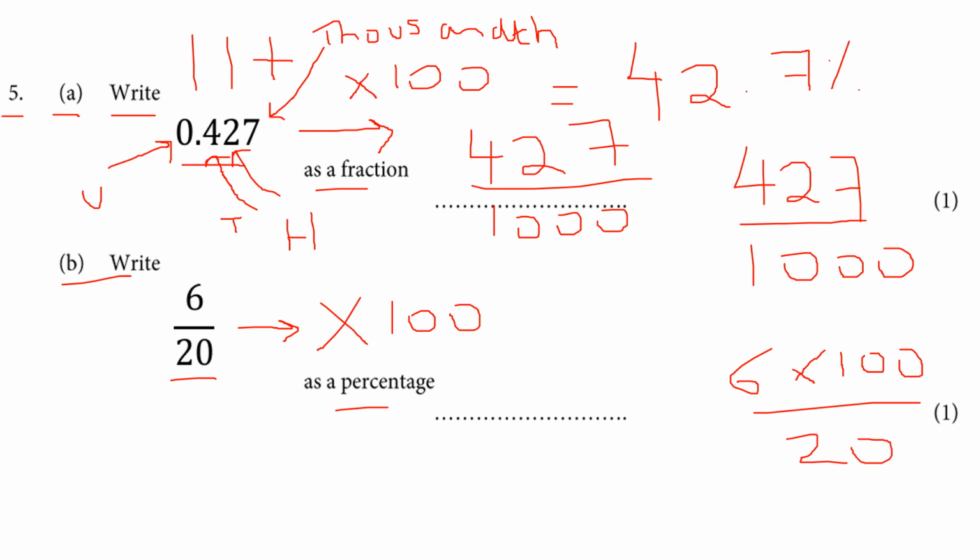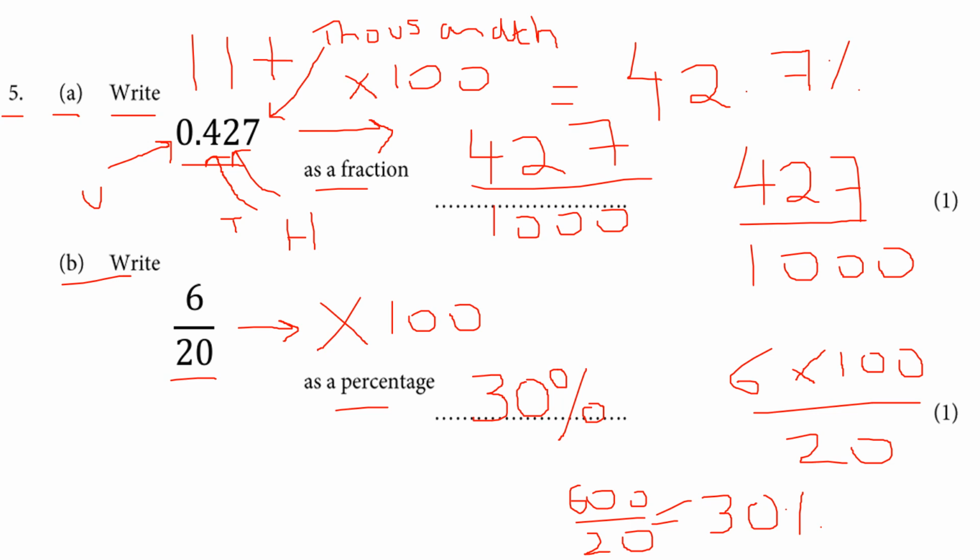So 6 times 100 makes 600. So we have 600 20ths, which simplifies to 30. 600 divided by 20 makes 30, so it's 30%. So for a fraction to a percentage, we multiply the fraction by 100. Essentially the numerator gets multiplied by 100, and the denominator stays fixed, so the denominator remains fixed.